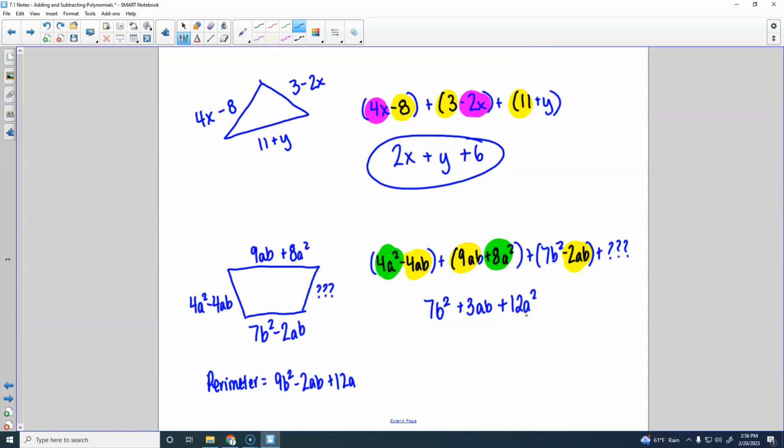Oh, this one's hard. Oh, I didn't write this square right here. It's not hard. It's not that bad. I wrote it, yeah, I wrote it right here.